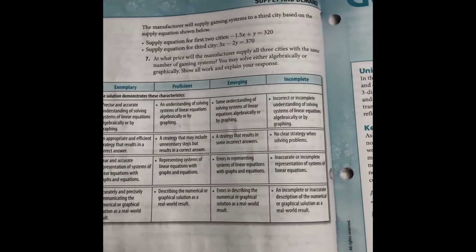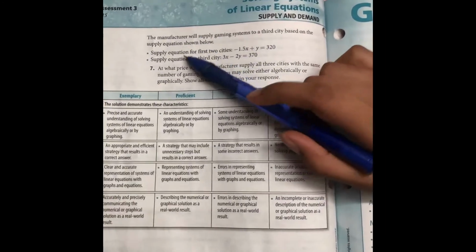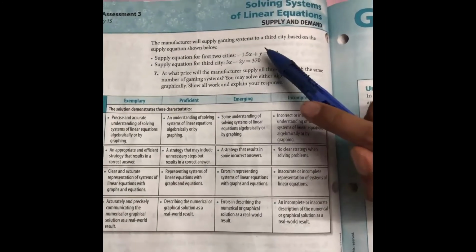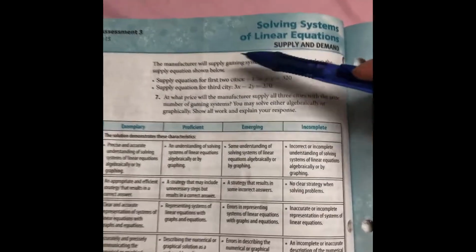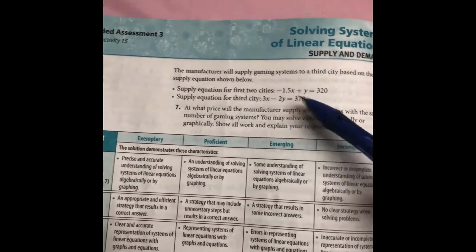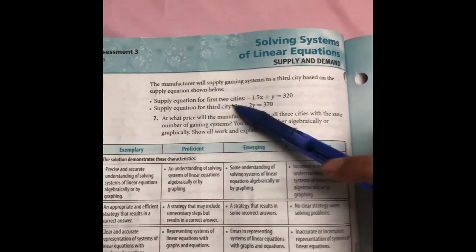So let's move on from page 199 under assessment 2, that's after activity 15, to page 200, the embedded assessment 3, use after activity 15. So it's a continuation of the same but embedded assessment. So let's read this problem scenario before starting. It says the manufacturer will supply gaming systems to a third city based on the supply equation shown below. So this is the supply equation for the first city. This is the supply equation for the third city. So it's the first 2 cities and the third city.